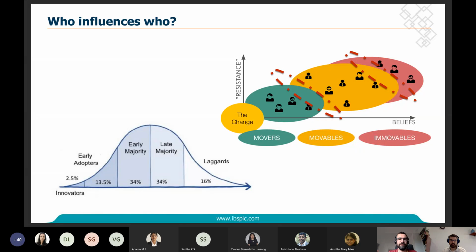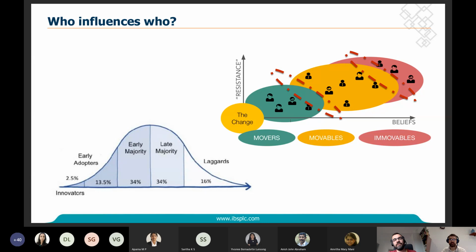differently by different people. Okay, so here we can see a couple of models. One is talking about movers, movables, immovables, and you can see the change might generate certain resistance depending on the group. The movers will be offering less resistance because probably they believe more in the change. They think that's good and that's what they've been looking forward to. Like the one that voted for the glasses. Thanks for suggesting this. Great idea, I want to do it.